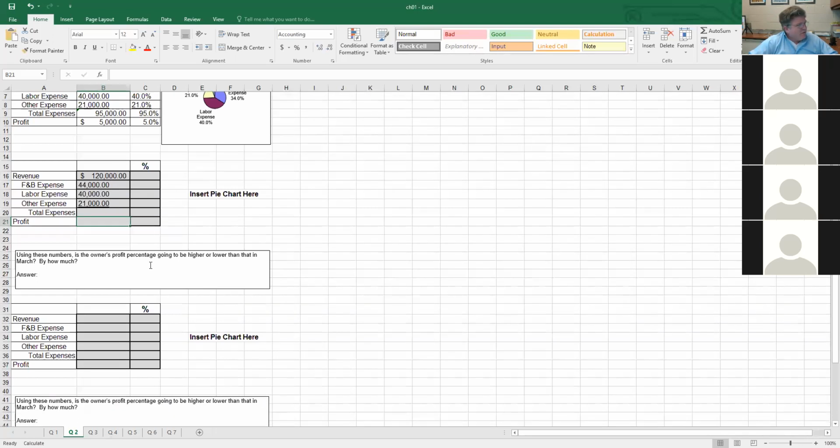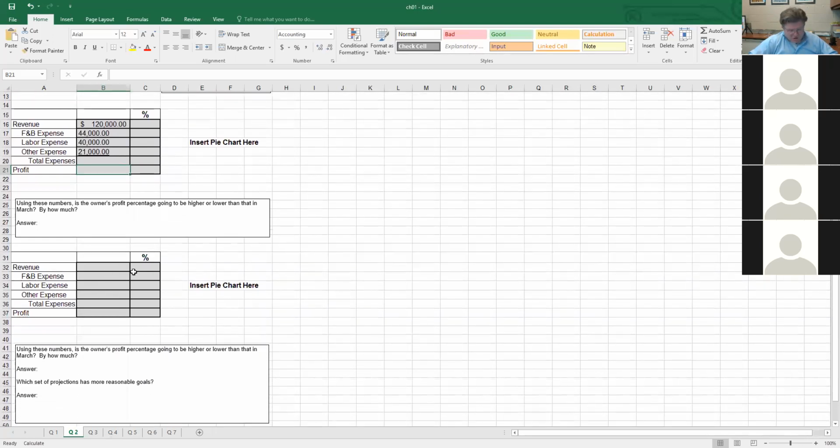Okay, got it. Okay, so now if we go down to the bottom, which is the second half of the problem, this is on the top of page 25. It tells us that the revenue is 120,000. And it says the food and beverage expense is going to be 44,000. And how much does it say the labor expense is going to be? 50,000. And how much is the other expense going to be? 15,000. And now you just do the calculations.